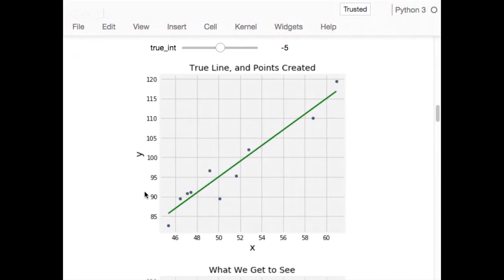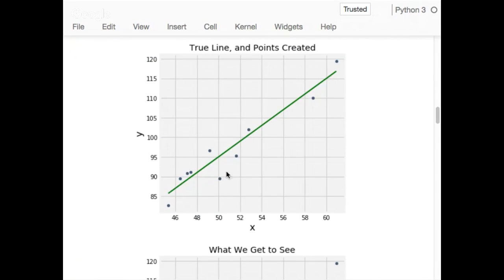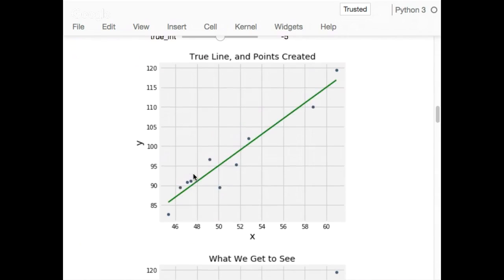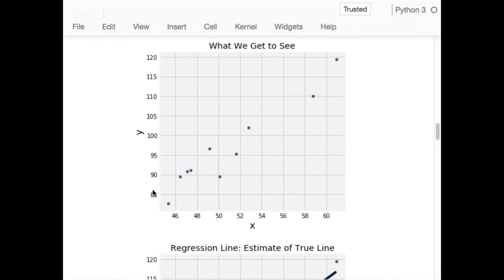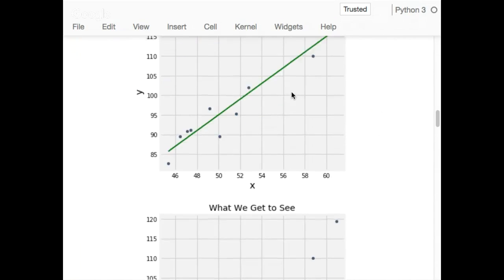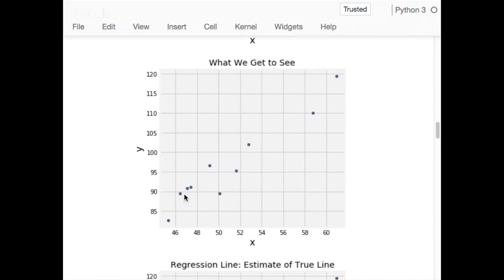So what's happening here is that here is the real line with some points scattered around. Okay. And we get to see the line. So here are 10 points. We only get to see the 10 points that the line created. Okay, so here's a real line. Here are the points that we get to see. So this is the data that we collect from the world.